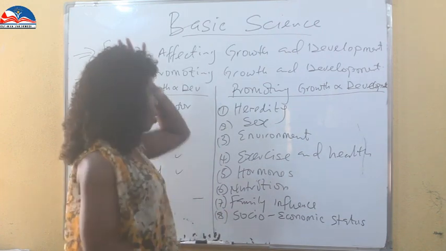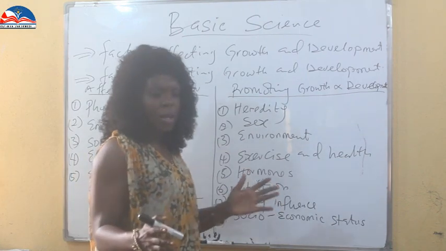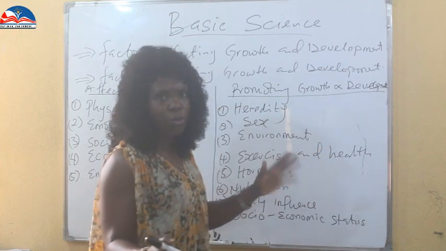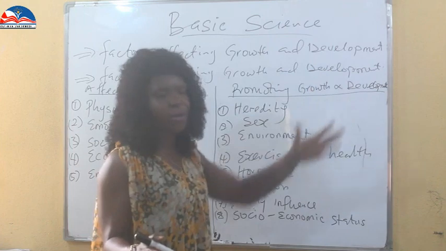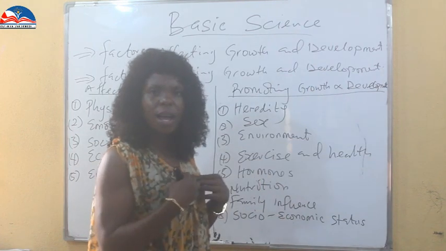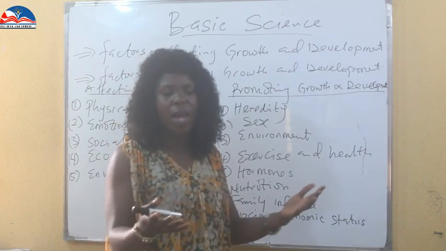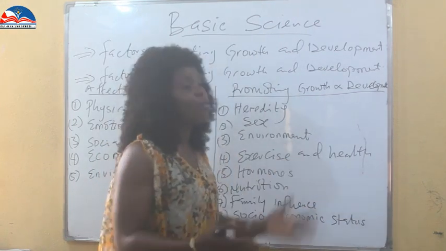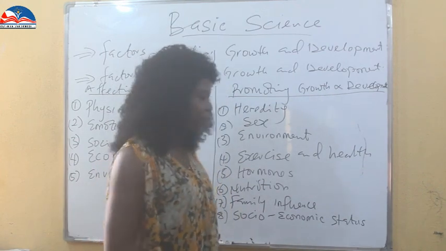How does our hereditary affect our growth and development? We inherit characteristics and features from our parents. Our parents inherit from their parents, so it's generational. These things are imprinted in our DNA, and they come up as features in our life. That's why when you give birth to a child, it resembles one of the family members, either on the paternal side or on the maternal side.